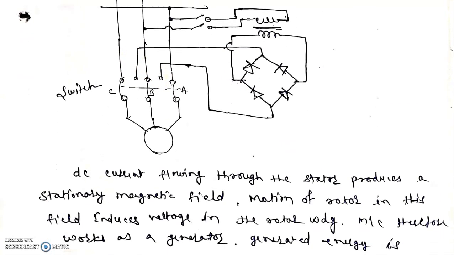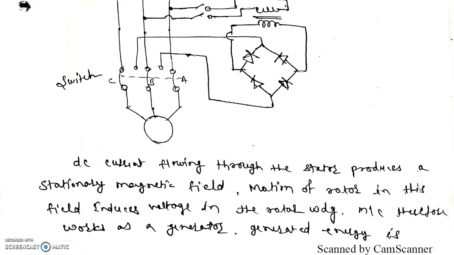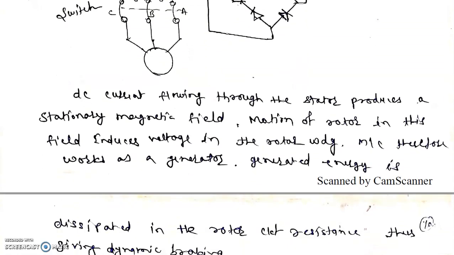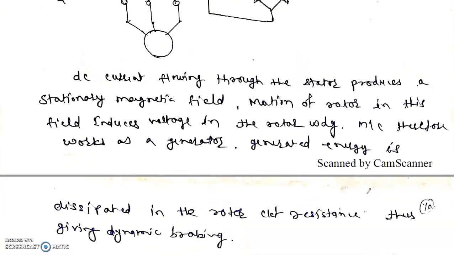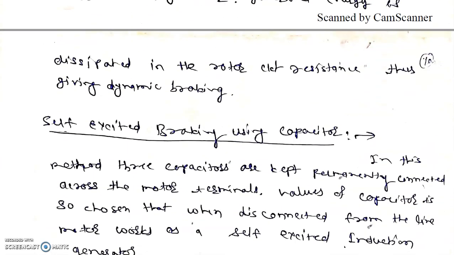When we connect the DC current, it flows in the stator and produces a stationary magnetic field. Due to the relative motion of the rotor, this field induces voltage in the rotor winding. The machine therefore works as a sink generator, and the generated energy is dissipated in the rotor circuit resistance, thus giving the dynamic braking. This is the concept of the dynamic braking, what procedure is followed when a DC current flows and what phenomenon occurs. So this is all about the DC dynamic braking.